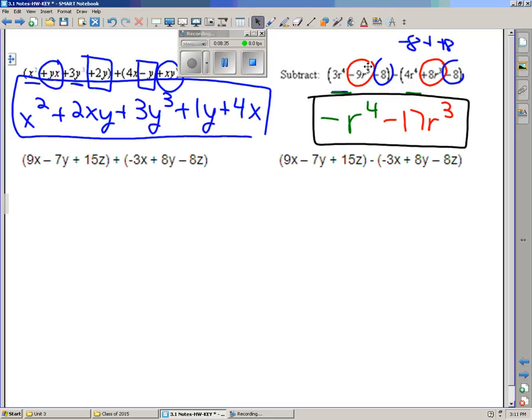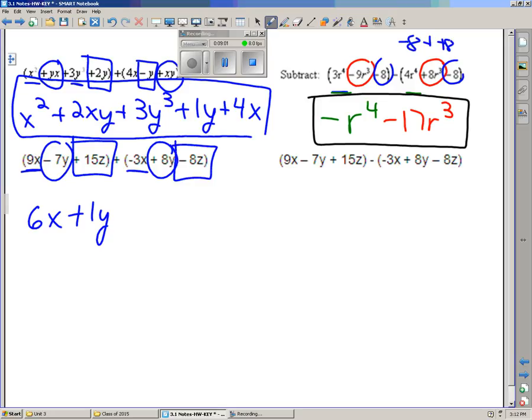The next one, the addition one. Again, look for some like terms. We've got x's to x's. 9x's plus -3x's, 6x. -7y, positive 8y, 1y. Again, notice how sometimes I put a 1 in front of the variable and sometimes I don't. That's your choice also. You can either put the 1 or not. It doesn't matter. And then lastly, you've got 15z's minus 8z's, and that ends you up with 7z's. Final answer, no more like terms.